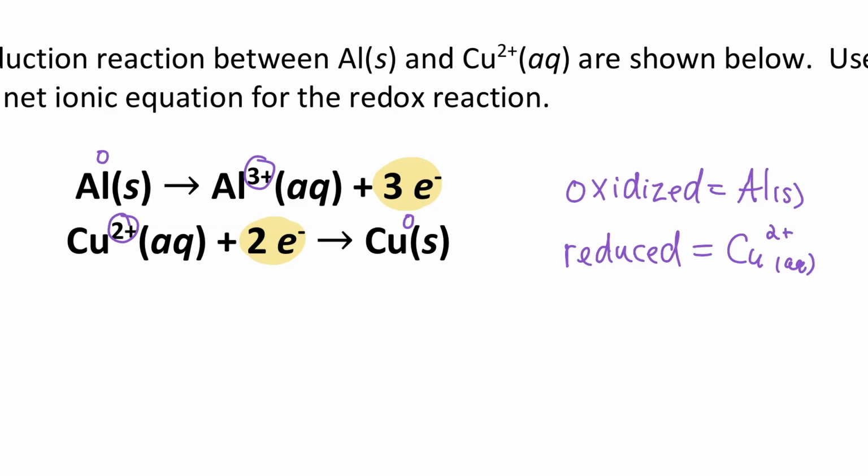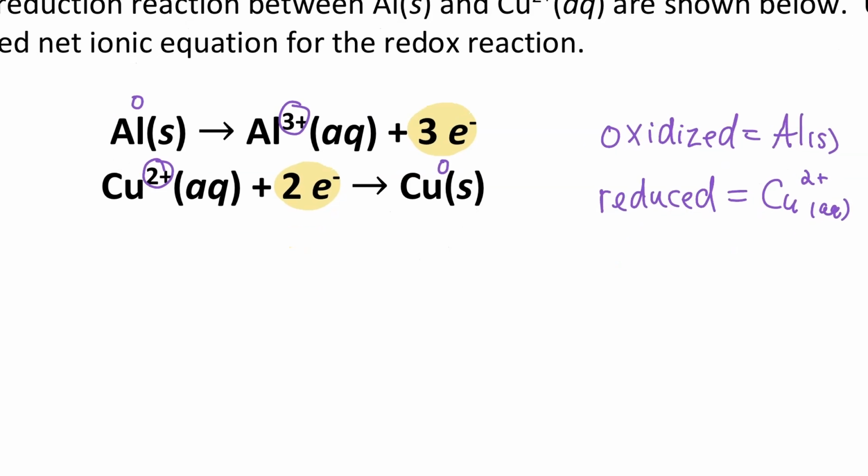Yeah, we're going to make them equal by using a coefficient. So if we have 2 and 3 electrons, we want to make them both equal to 6. Okay, so I get a lot of this. I'm going to multiply that by 2, multiply that by 3. Great.